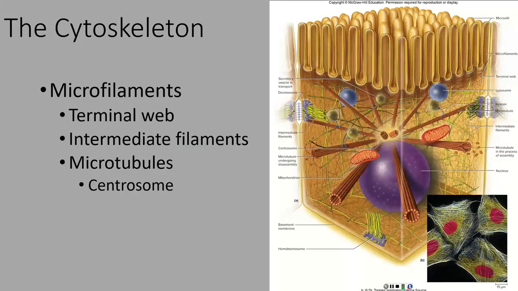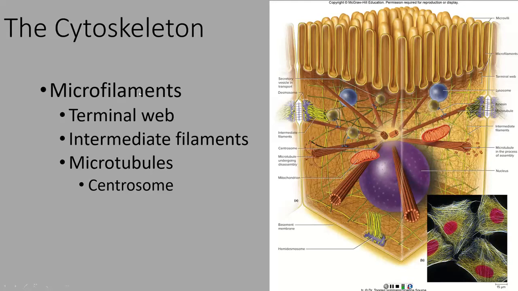But first, let's look at all of these fibrous structures that we see here. These collectively make something called the cytoskeleton. And just like your body has a skeleton, your cells have skeletons, but they are not made of bones, and they serve a few more purposes than what your skeleton serves. So there are a few different types of structures that make up the cytoskeleton.